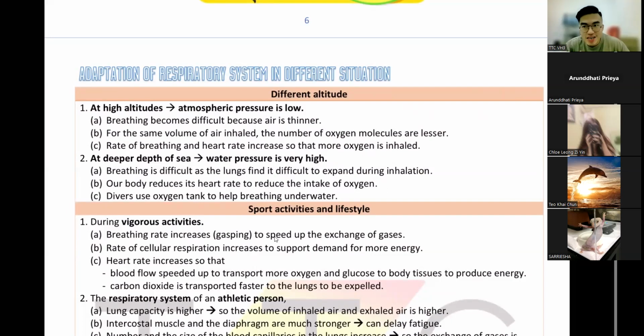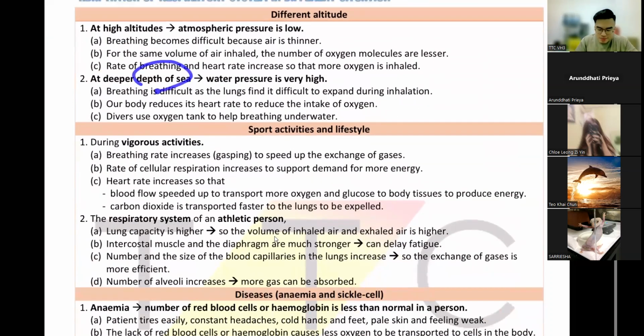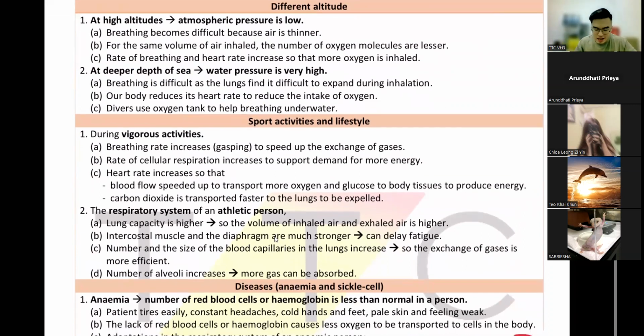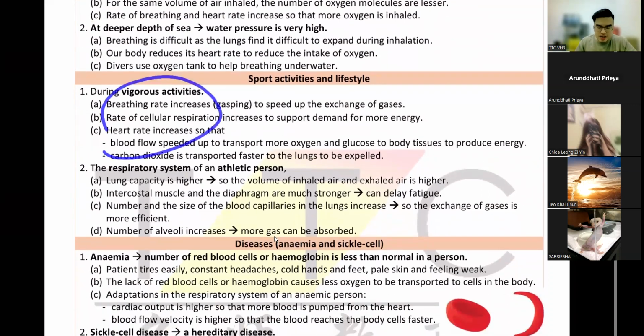You get what I'm trying to say here? Because there's less oxygen around you, so you try to work harder to get more oxygen. So your heart rate and your breathing rate will increase. At deep sea, your heart rate will decrease because it's high pressure. So it's like an opposite thing. And remember vigorous activity: if you are exercising very hard, your breathing rate and your heart rate will increase so that you can deliver more oxygen to your body cells, and so on.